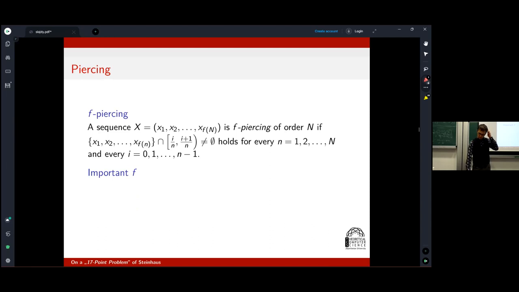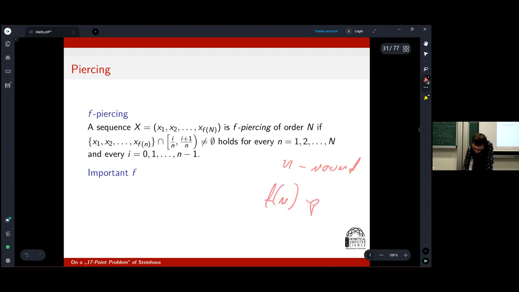Okay, so we would like to have a different parametrization of the problem. And for that, I would like to describe the same thing in a slightly different way. So we will say that a sequence is piercing for some function f if this f tells you how many points, which prefix of your sequence, you need to take to survive the nth round, right? So n is the number of the round, and you need f of n points to survive.